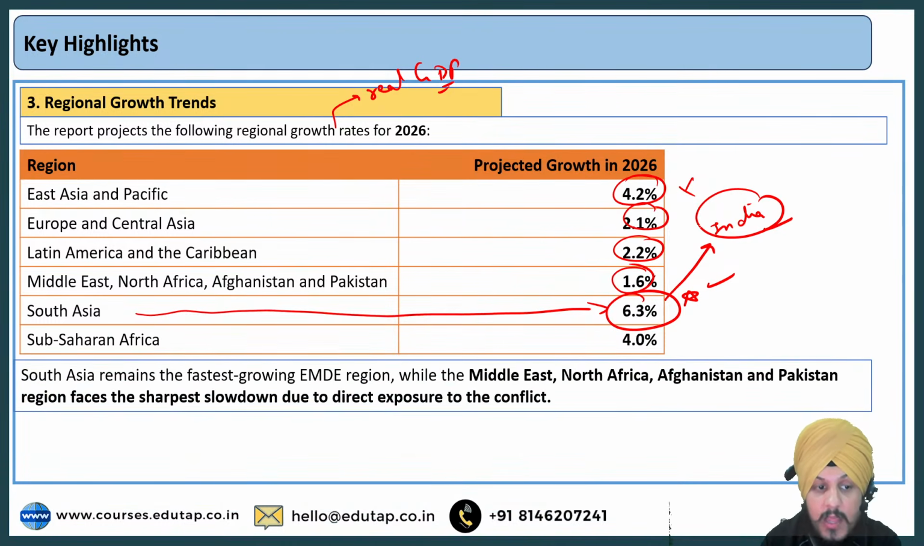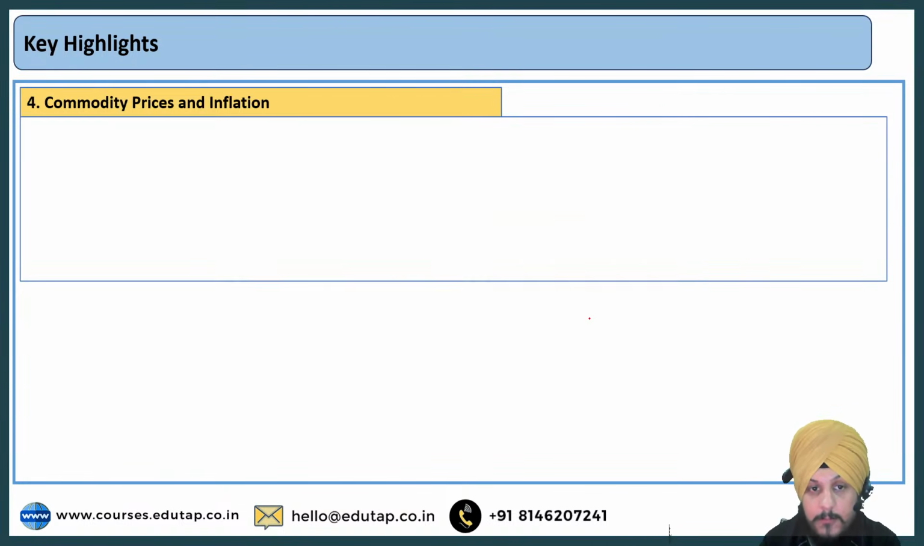So it says that South Asia remains the fastest growing EMDE region, while the Middle East, North Africa, and Pakistan are going to face the sharpest slowdown. Why is it so? Again, the reason is the same as presented in the report, which is basically the fact that these regions have direct exposure to the conflict, right? So that is again another point.